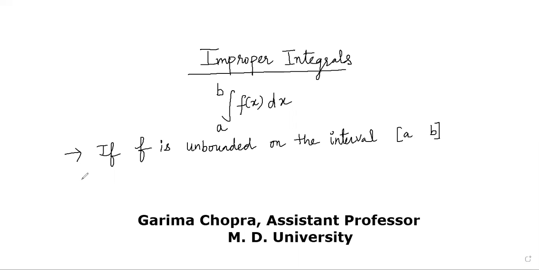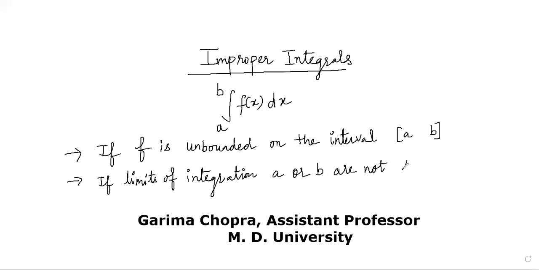And the second thing is that if the limits of integration, a and b, are not finite. If the limits of integration, a or b or both, are not finite, then we call this integral an improper integral.